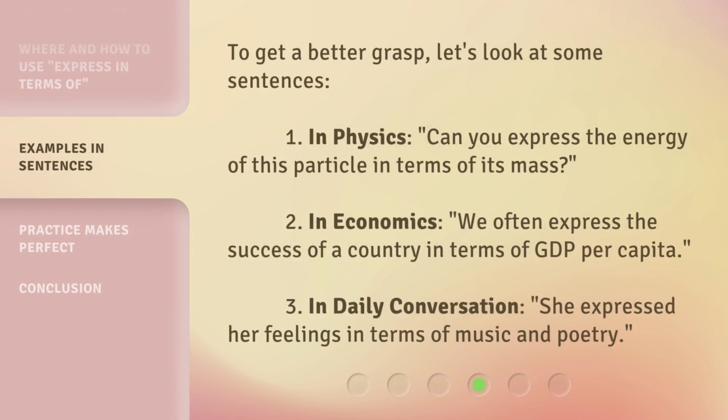To get a better grasp, let's look at some sentences. 1. In physics, can you express the energy of this particle in terms of its mass? 2. In economics, we often express the success of a country in terms of GDP per capita. 3. In daily conversation, she expressed her feelings in terms of music and poetry.